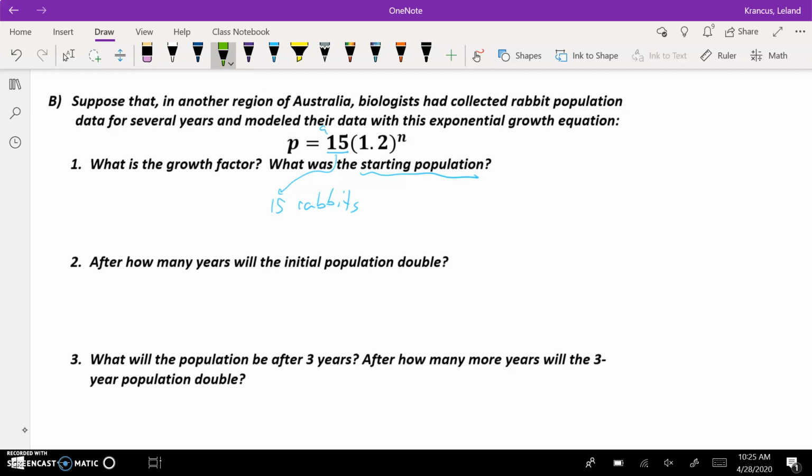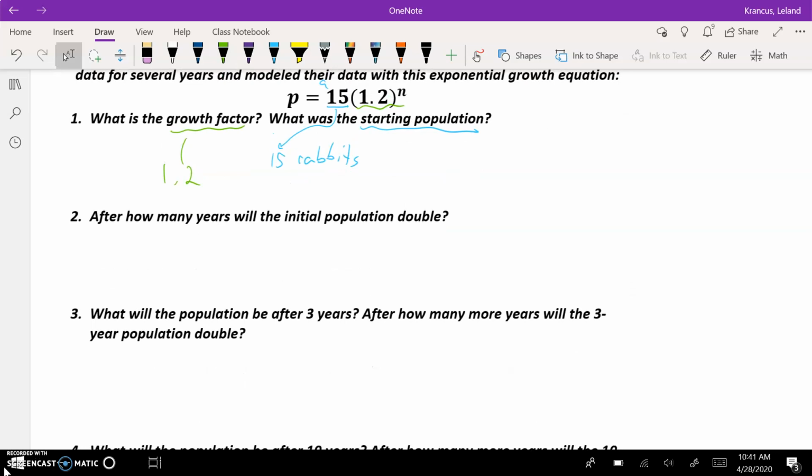And then the other thing that we know from the exponential equation is that this is our growth factor, 1.2. That's our multiplier. So when we predict the population, we're doing 15 times 1.2 times 1.2 times 1.2 and so on. So there's our growth factor of 1.2.